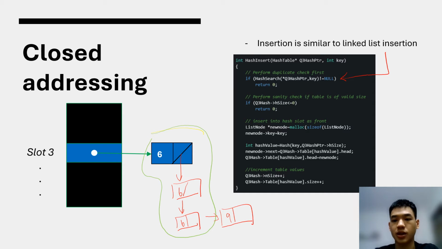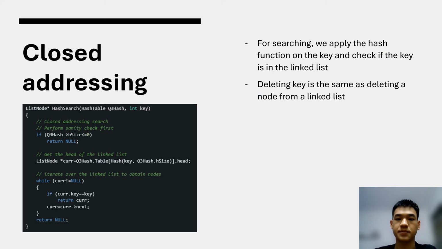The next is a sanity check, and for very obvious reasons, because if our hash table size is less than 0, we cannot insert anything in the hash table because it doesn't exist. Okay, the next would then be to perform the insertion. So what we basically do here is how we would perform an insertion for a linked list. So this is standard insertion. I don't think I need to explain that because the video would get a little too long, but that's the idea of insertion for close addressing.